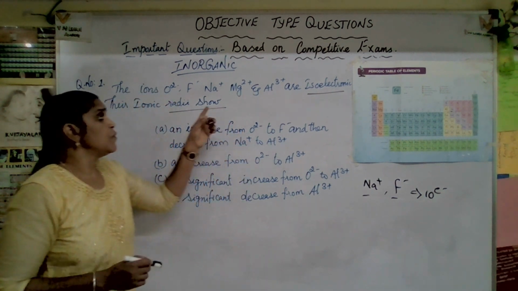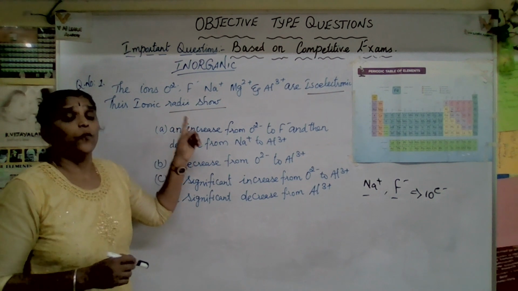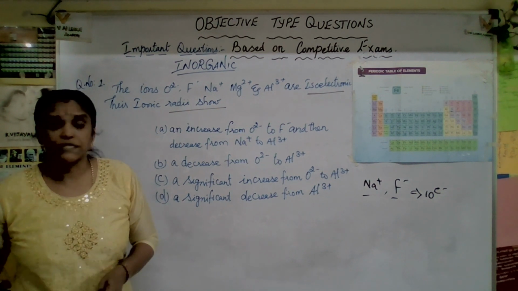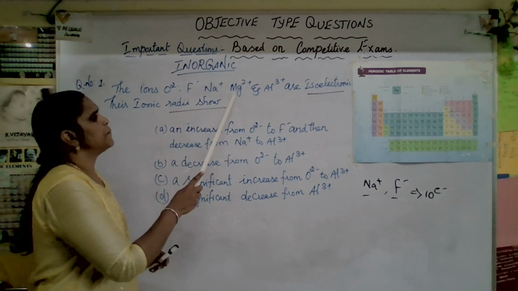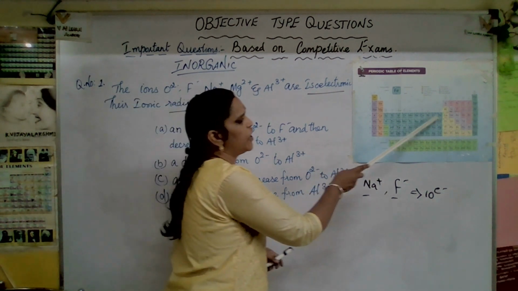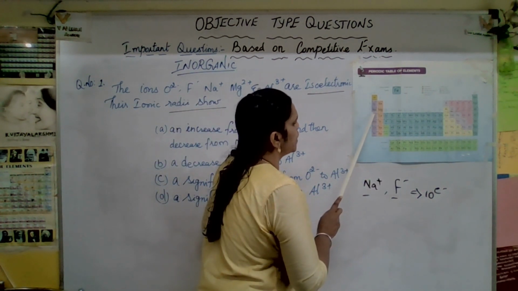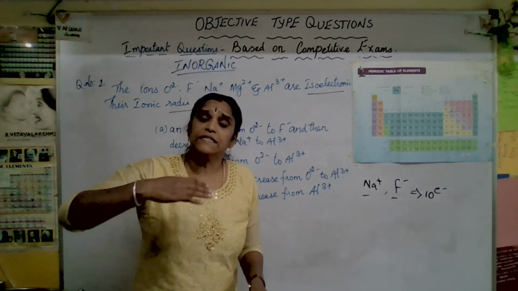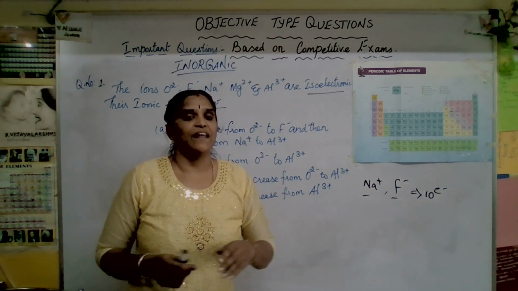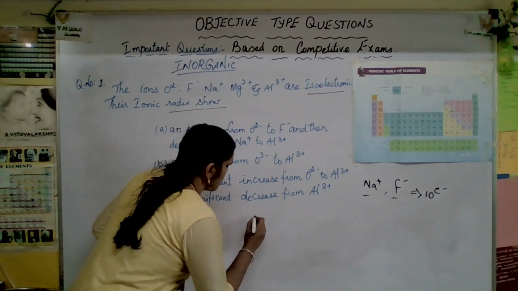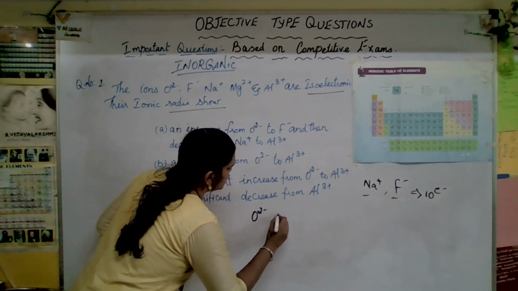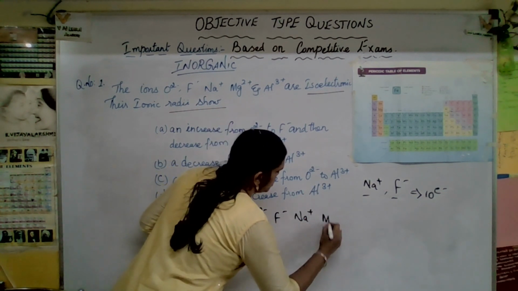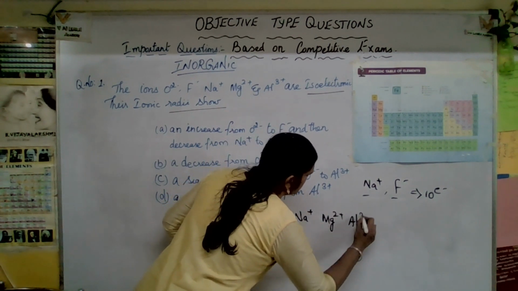Now they are asking whether the ionic radii will increase or decrease. As you see, oxygen, fluorine, sodium, magnesium, and aluminium in the periodic table, in the period, atomic number increases. As the atomic number increases, ionic radii will decrease, you know very well. So here we can write it like this: O2 minus, F minus, Na plus, Mg2 plus and Al3 plus.